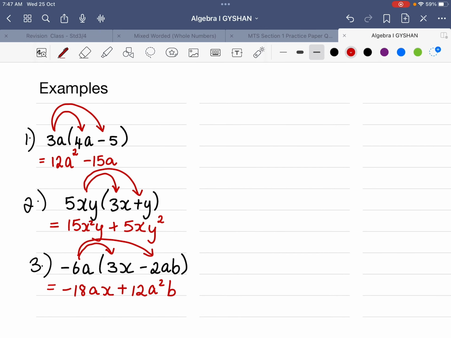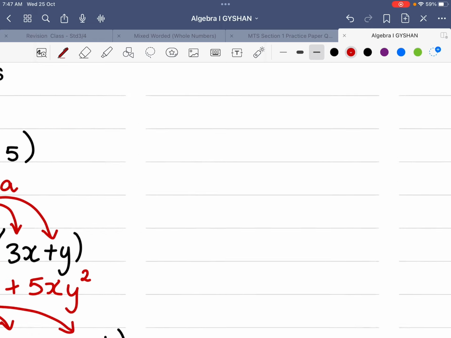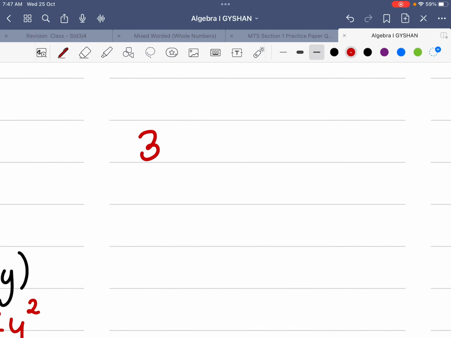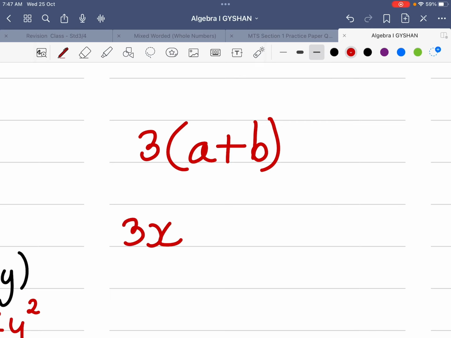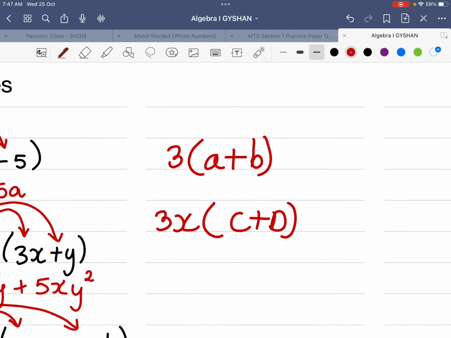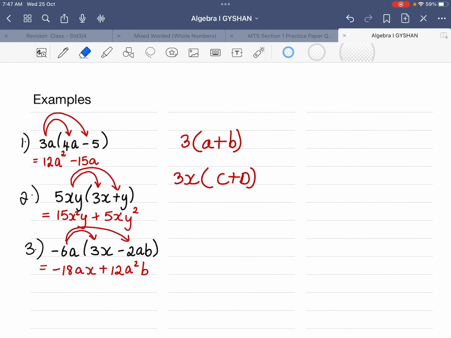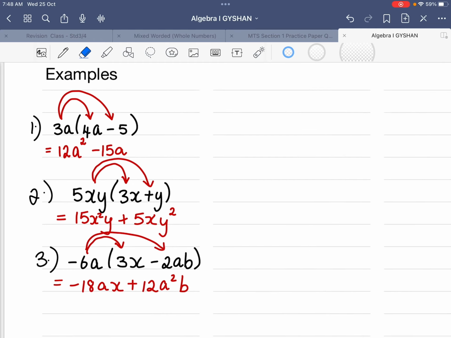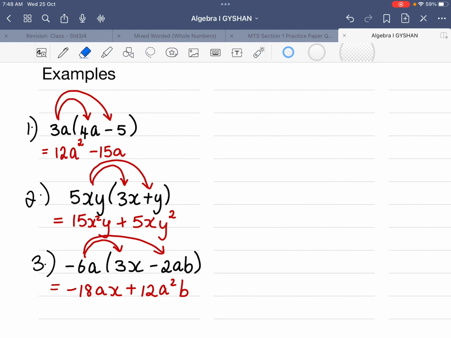So here we have some more examples where we are not simply just multiplying by a constant, meaning we are not simply multiplying by a whole number. Instead, we are multiplying by a whole number and an algebraic term. So, for example, x. So let's go through one of these examples.